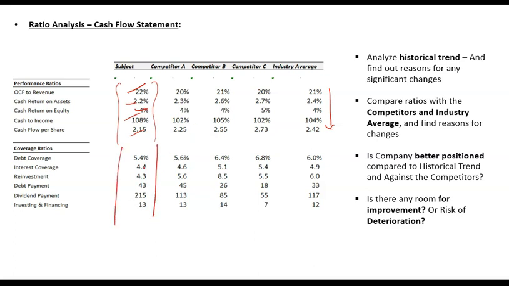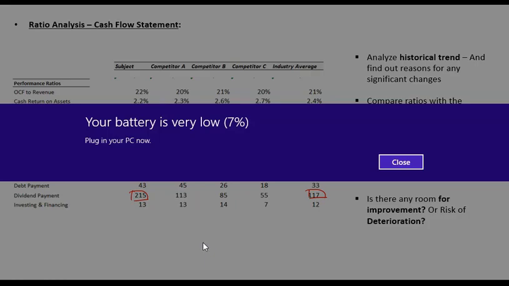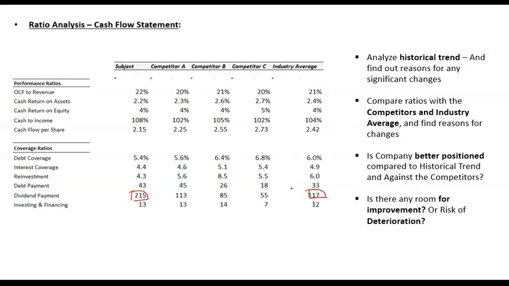On the coverage side, again a bit lower compared to industry average. Reinvestment is a bit lower compared to industry average, and dividend payment is high compared to industry average. So for this company, the dividend payment ratio is very high compared to industry average. That means the company still has room to increase the dividend payment. So for the previous company, there was no room, but for this company, there is room for increasing the dividend payments.